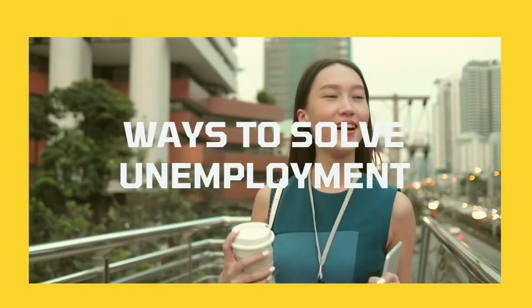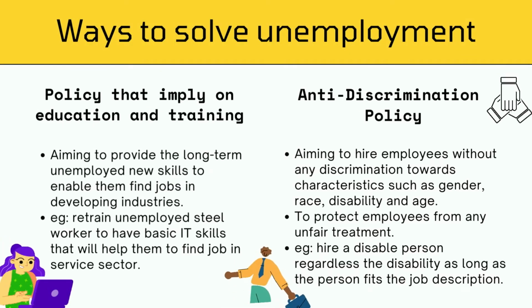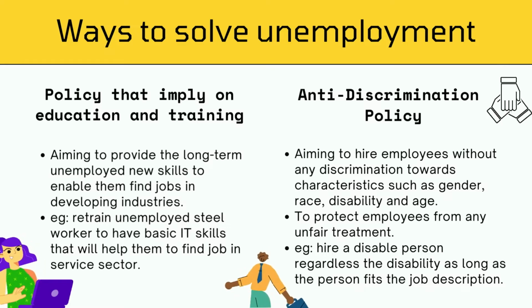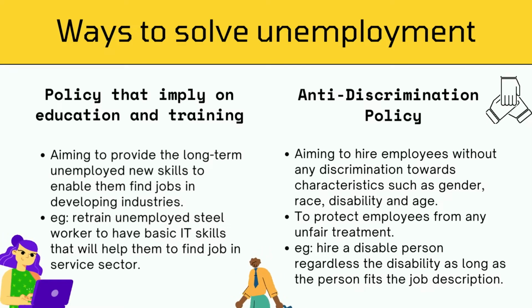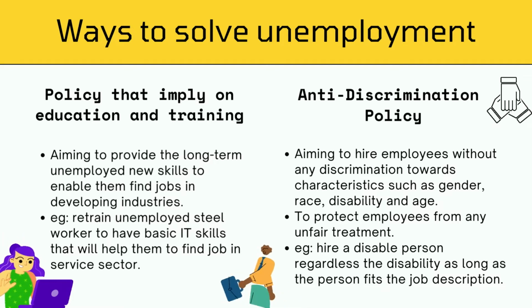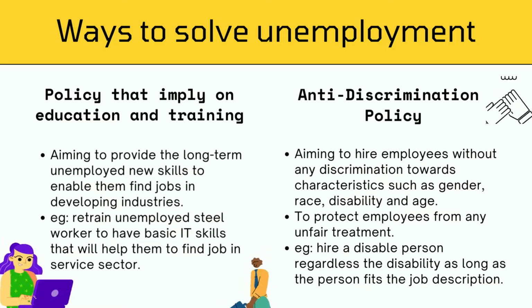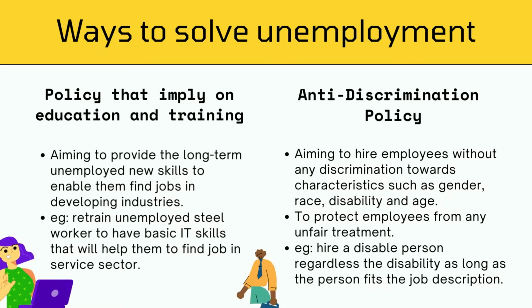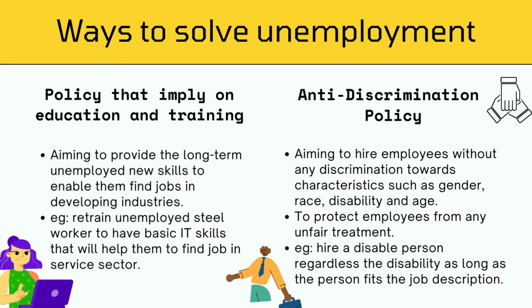Now, let's move on to the ways to solve unemployment. First, a policy that focuses on education and training. This kind of policy aims to provide the long-term unemployed a new skill to enable them to find jobs in developing industries. For example, retrain an unemployed steel worker to have basic IT skills that will help them to find a job in the service sector.